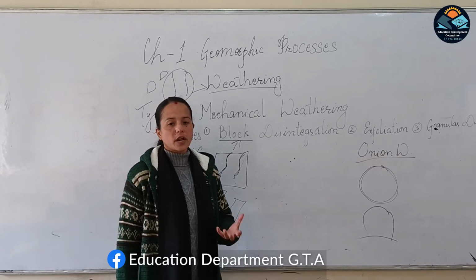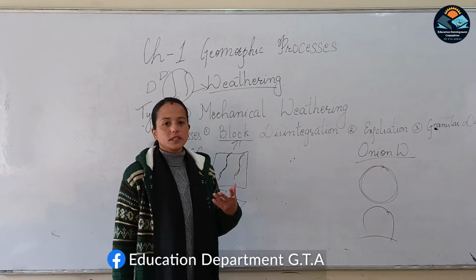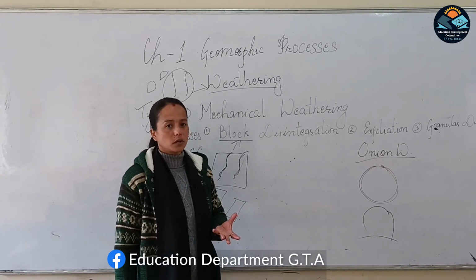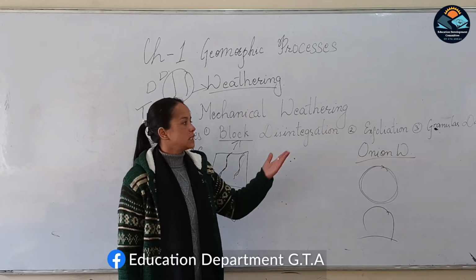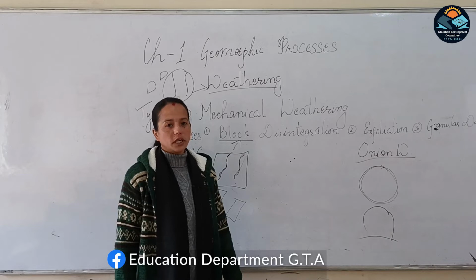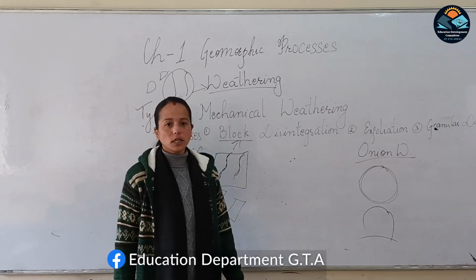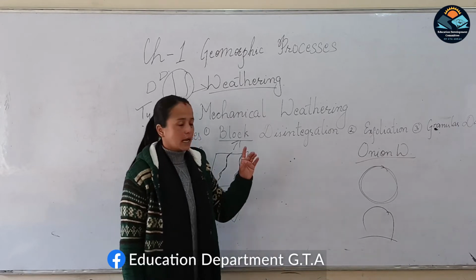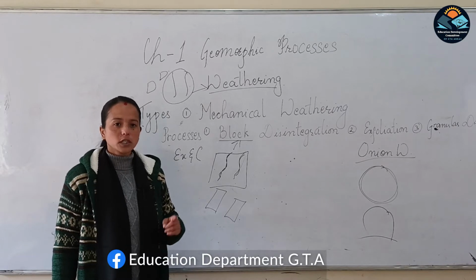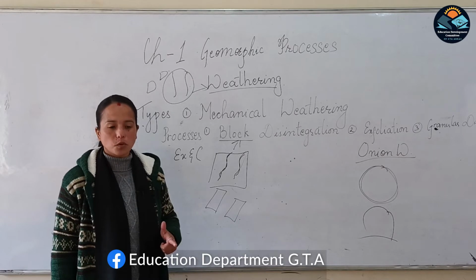Because of this, there is a difference in the expansion and contraction of the minerals in the rock, which ultimately leads to the rock breaking into small grains or granules. That is known as granular disintegration. Last time I told you about aggradation and degradation; these are very, very important. The difference between aggradation and degradation is one of the most important questions.